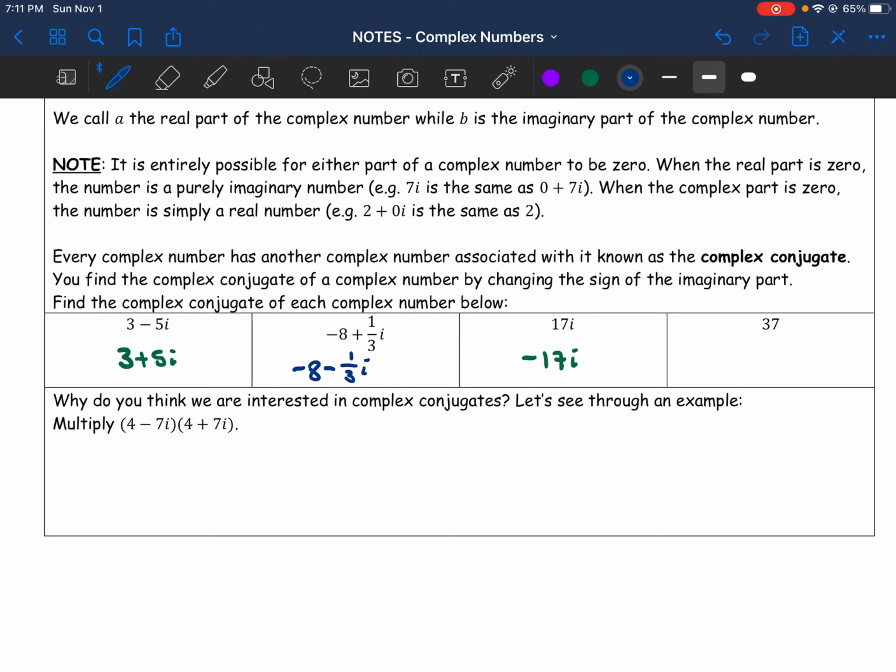And in our fourth example here, let's find the complex conjugate of 37. Well, notice that 37 would be the same as 37 plus 0i. Well, we don't have an imaginary part, so there's no imaginary term to change the sign of. This would just stay 37.